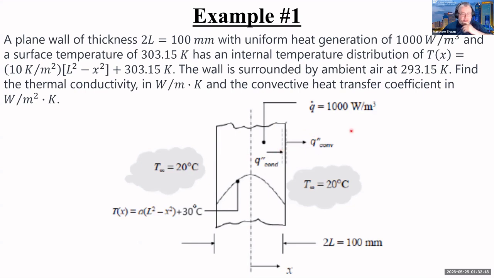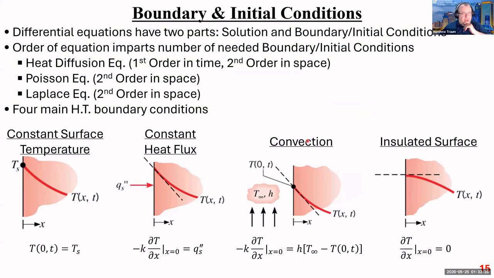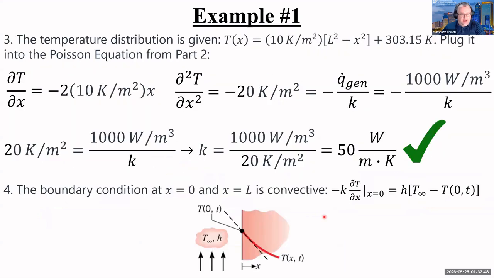This is the convective boundary condition, which, just as a quick reminder, is one of our four main types of heat transfer boundary conditions. All this is saying is that the conduction at this interface between the solid and the fluid is equal to the heat that gets convected into the fluid. So I'm going to use that boundary condition.